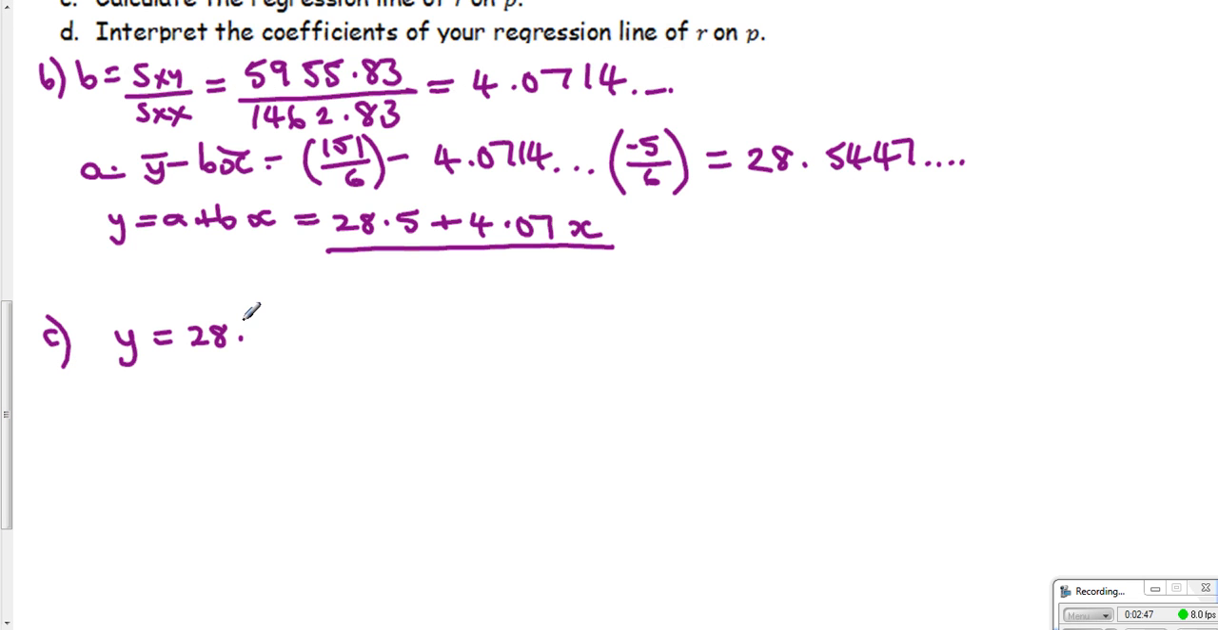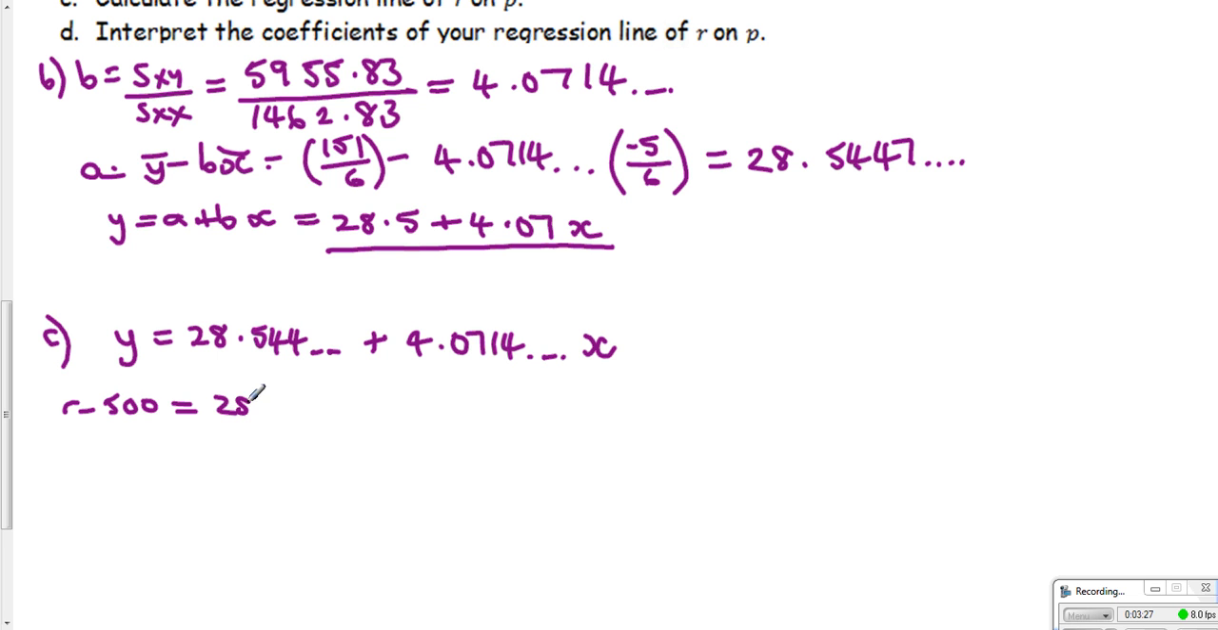Now, because we are going to be doing some other calculations here, I would recommend that you use the full data that you had earlier. So 28.544 and so on. So keep the full value that you've got stored in your calculator up here. So that's the current regression line. Where the y is, we're going to substitute r minus 500.